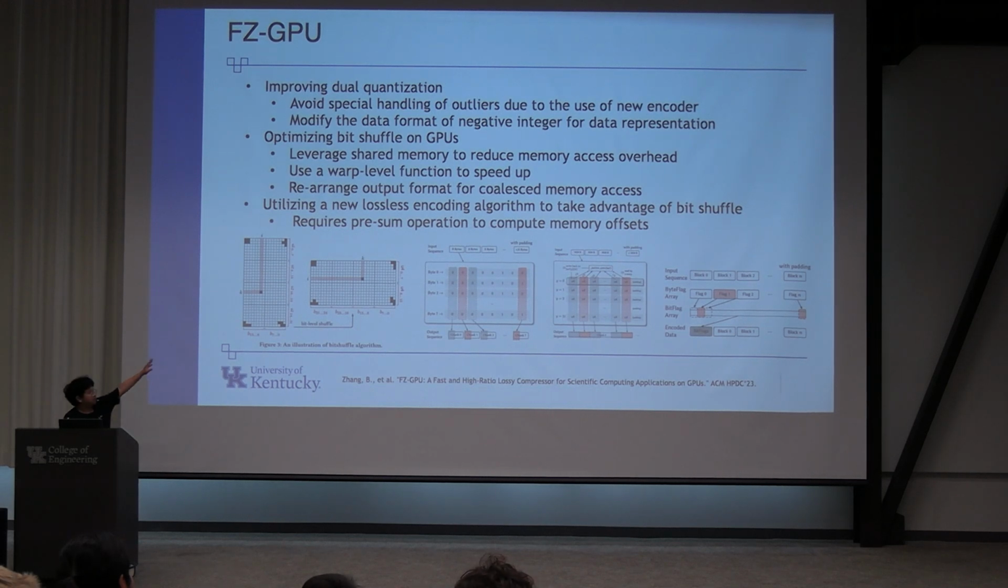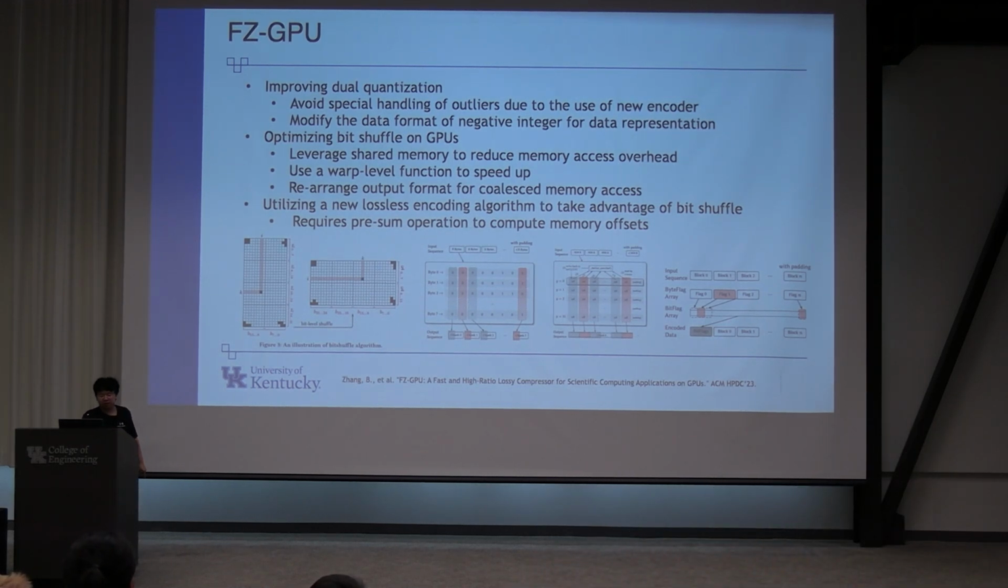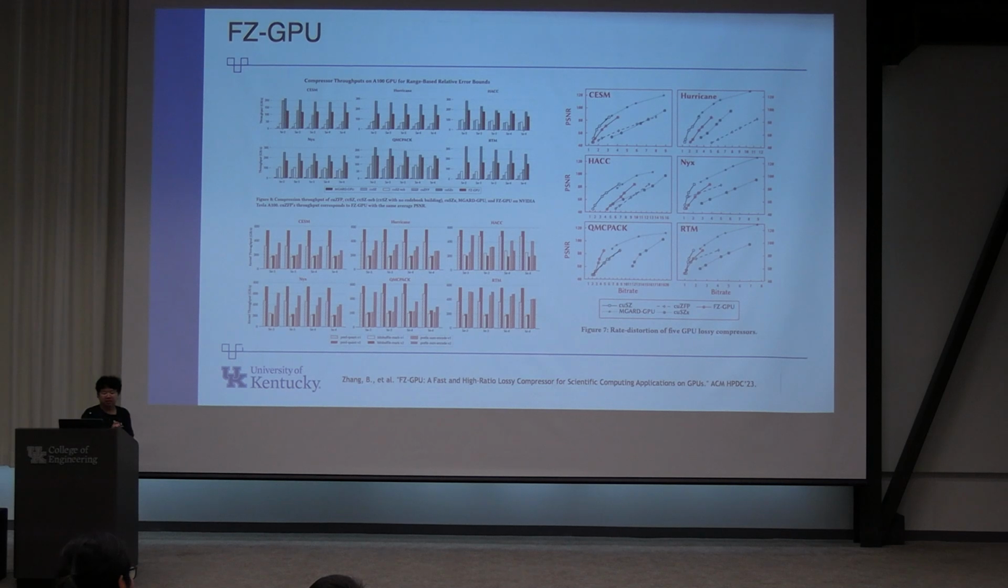So at last, based on this kind of bit shuffling design, we utilize a new lossless encoding algorithm to improve the compression ratio. This kind of implementation usually requires a prefix-sum operation to compute the memory offset of different blocks. And we further optimize the prefix-sum operation on GPUs. So this figure just shows the performance of the proposed approach compared with the traditional one.